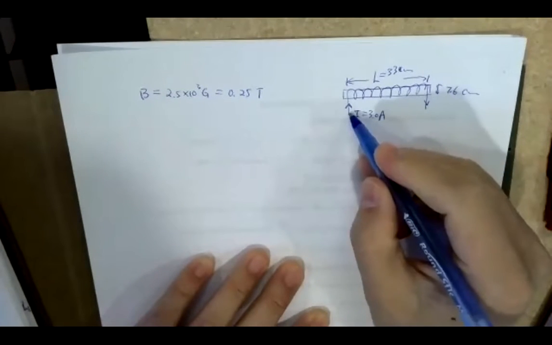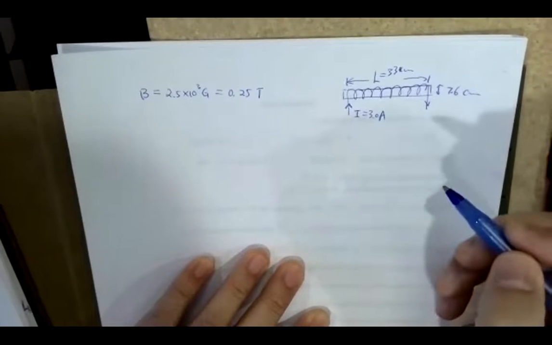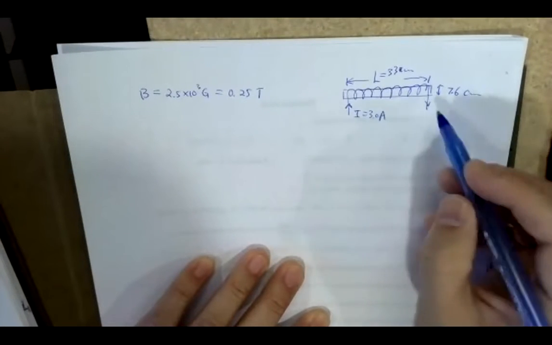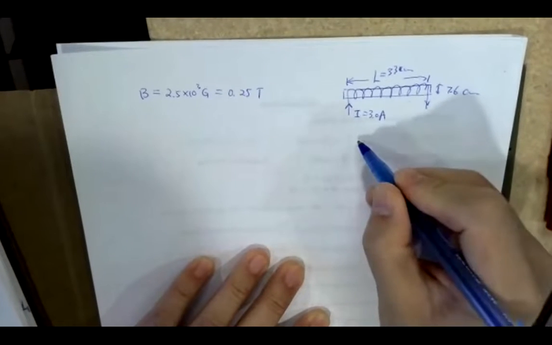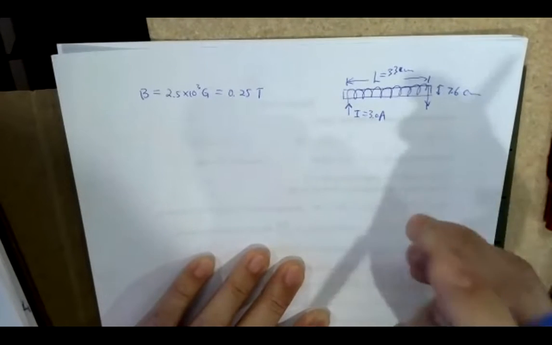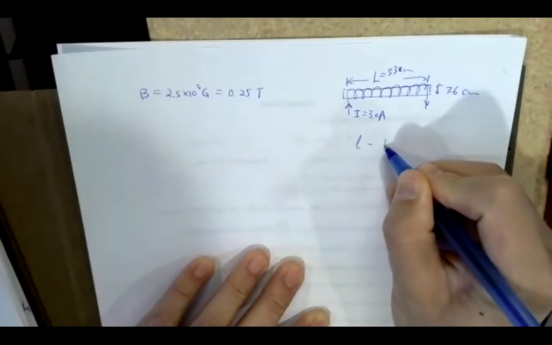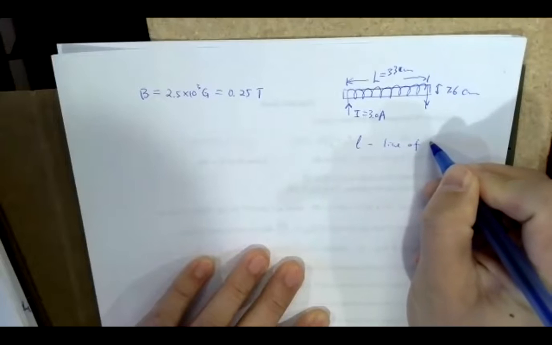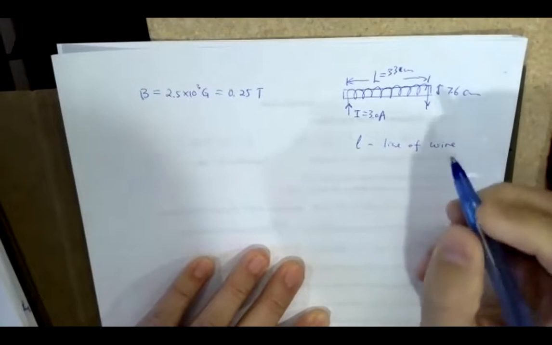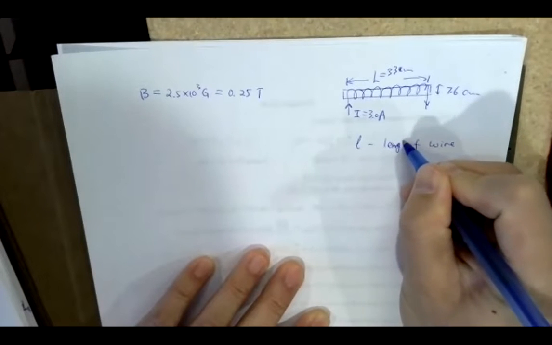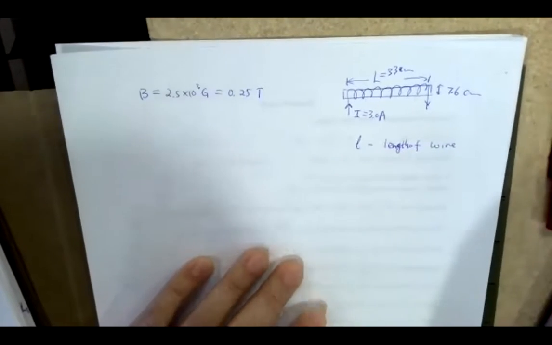It's asking you what's the length of the wire here. Let's call it small L. This is the total length of that wire.